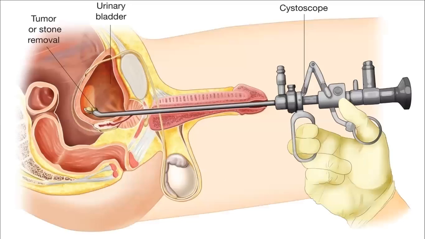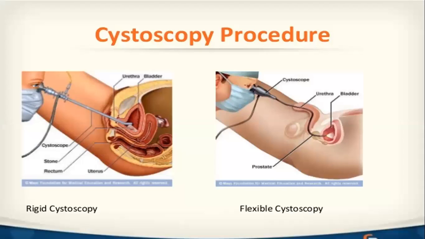Okay, we can see here in the picture. This is the cystoscope, urinary bladder and tumor or stone removal. Here the examiner is viewing the bladder. We can see here in the picture.